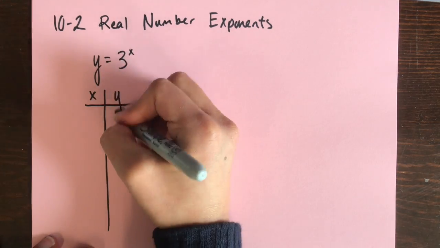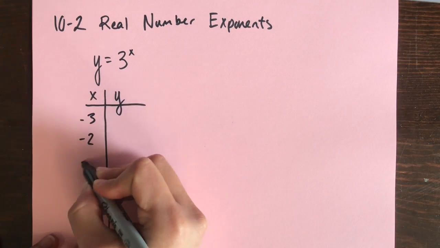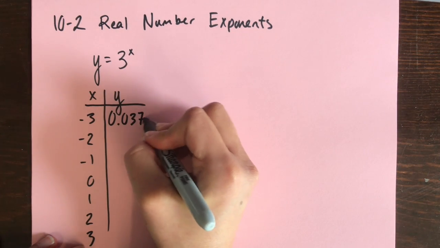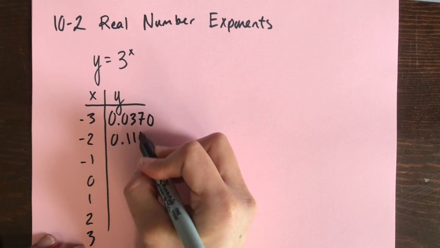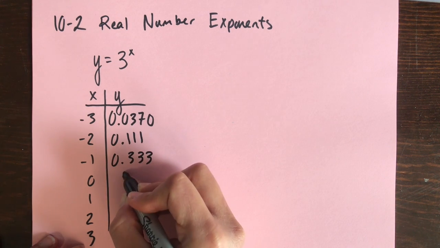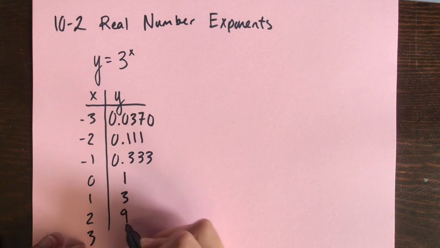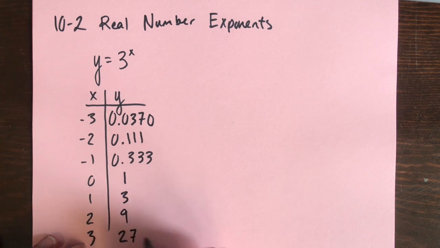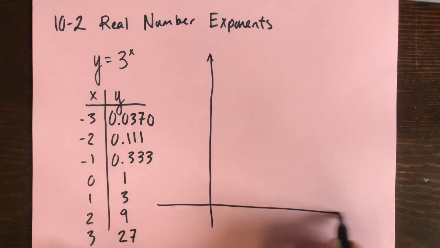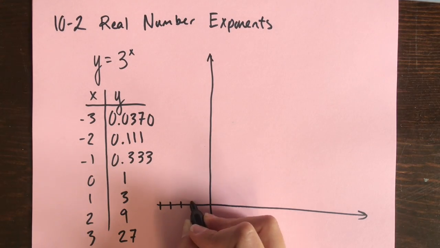But anyway, suppose that we have an equation that is y is equal to 3 to the x power. So I'm going to write down some x values that we're going to plug into this equation. 3 to the negative 3 is going to be this decimal 0.0370. Negative 2 will be 0.111. Negative 1 will be actually 1/3, which is 0.333. And then 3 to the 0 is 1. 3 to the 1 is 3. 3 squared is 9. 3 cubed is 27.